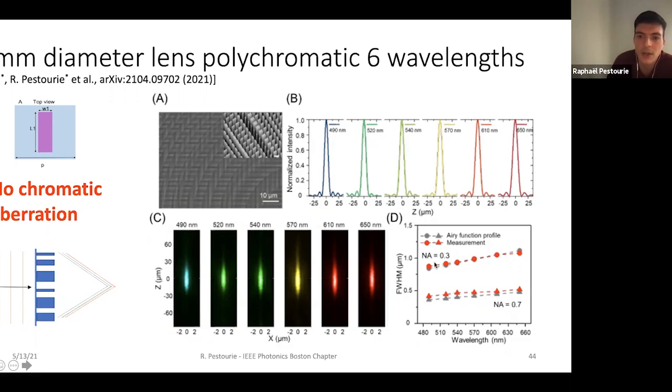In fact, we compared it. We did it for a numerical aperture of 0.3 and another, more challenging one of 0.7, and you can see that for both we're pretty close to the diffraction limit. So we got a diffraction limited focal spot, and they all focus on the same spot, so there's no chromatic aberration. So we're very happy with that.